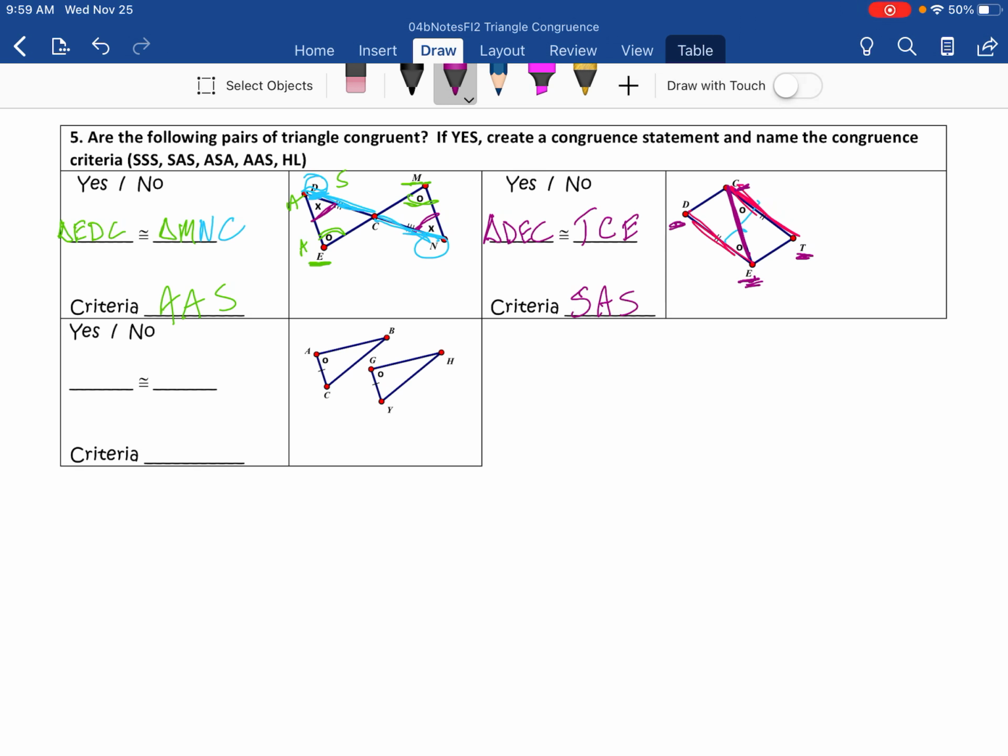And then this last one, I only have two things. And so I have those angles, and so this is going to be no, there are only two things congruent to, I shouldn't write things.